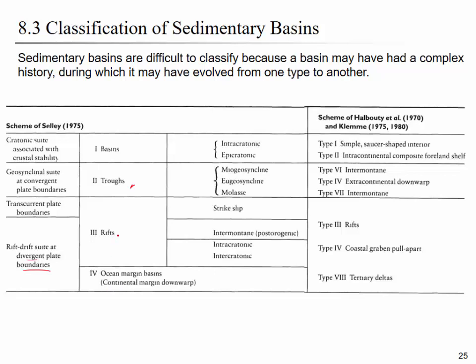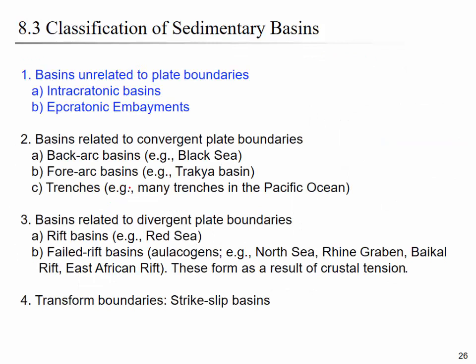Transcurrent plate boundary is where the plates are moving in different directions. So you have a large fault, and they can make a basin-like structure. So first, let's look at the basins unrelated to plate boundary, intracratonic basin, and then the basins related to convergent plate boundary, and related to divergent plate boundary and transform boundary here. So we'll see one by one.